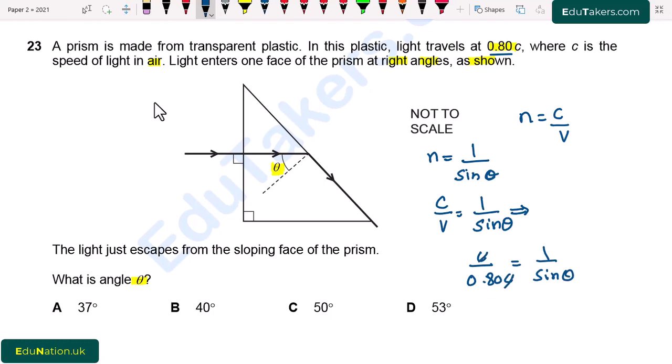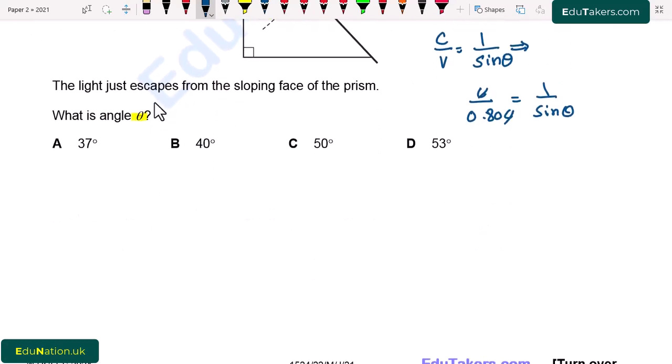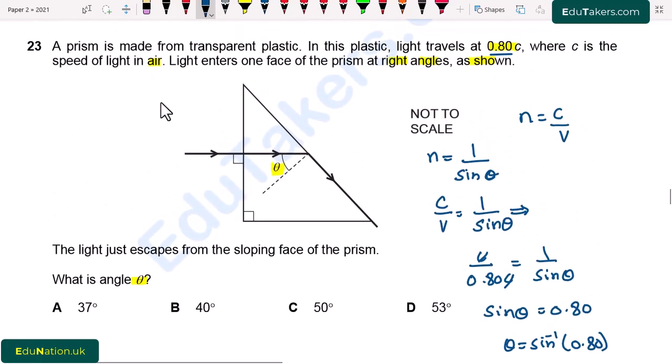This c cancels by this. So sine theta will be equal to 0.80. Theta is equal to sine inverse of 0.80, which is equal to 53 degrees. So here theta is basically equal to 53 degrees. Option D is correct.